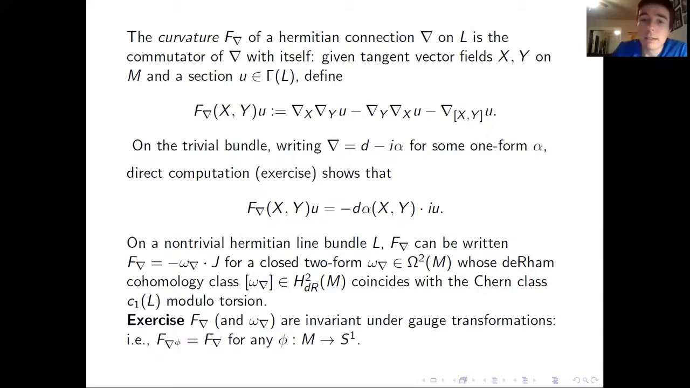So a simple exercise is to check that this curvature F_nabla, and the corresponding two-form omega_nabla, are invariant under gauge transformations. In the sense that F_nabla^phi is equal to F_nabla for any change of gauge phi. Okay, so these are just basic structural things about these bundles.